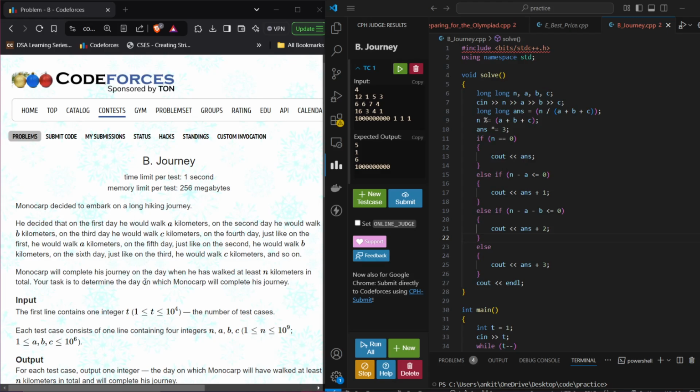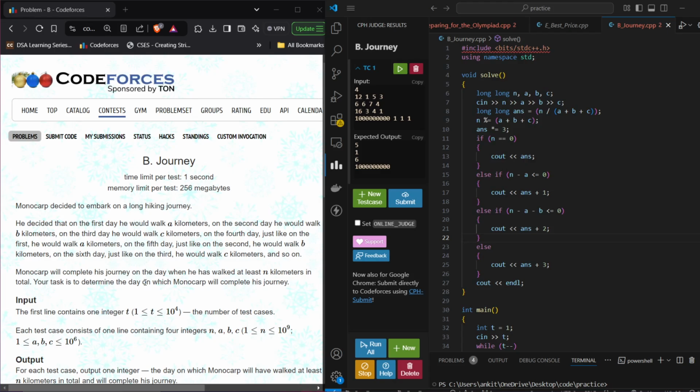We are solving problem B, Journey. In this problem, Monocarp decided to embark on a long hiking journey. He decided that on the first day he would walk A kilometers, on the second day B kilometers, and on the third day C kilometers.